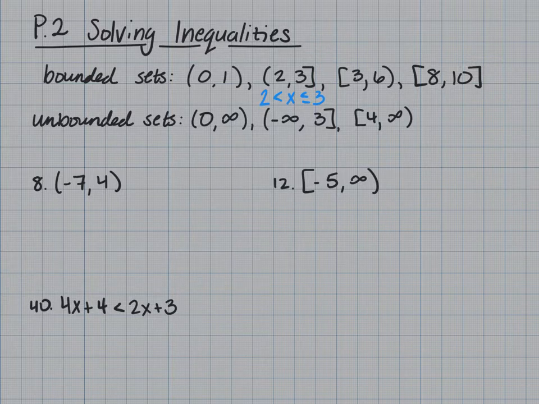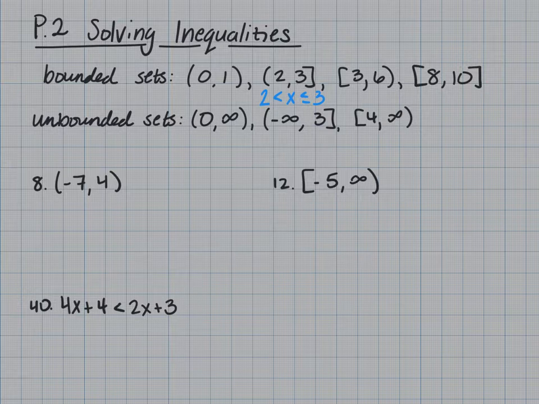Then we have the interval from 3 to 6, where it's closed on 3 and open on 6. And then we've got the entirely closed set 8 to 10. These are all bounded sets because eventually they're going to end. Now, if we look at unbounded sets, we've got 0 to infinity, negative infinity to 3, and 4 to infinity. If you notice, whenever you have infinity, you usually put a parenthesis there.